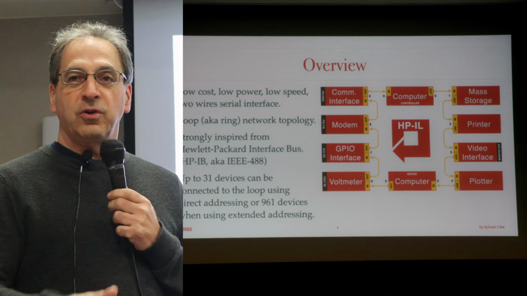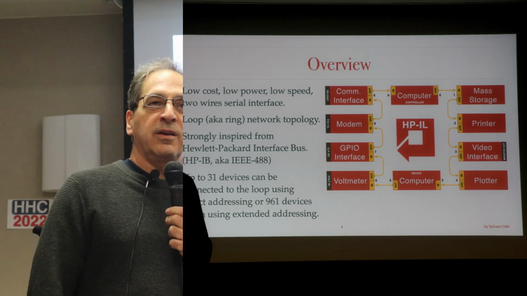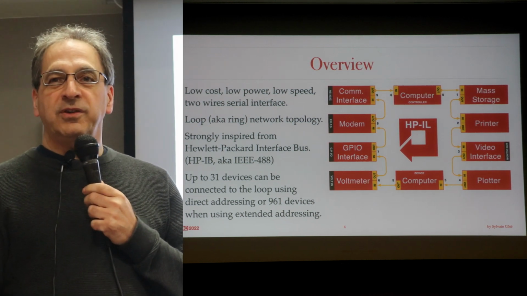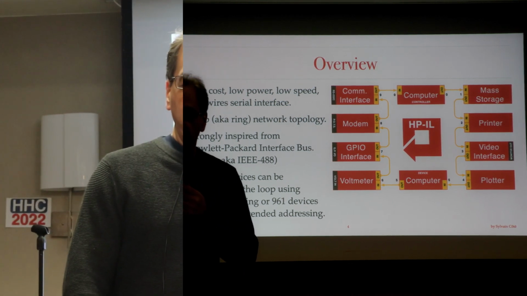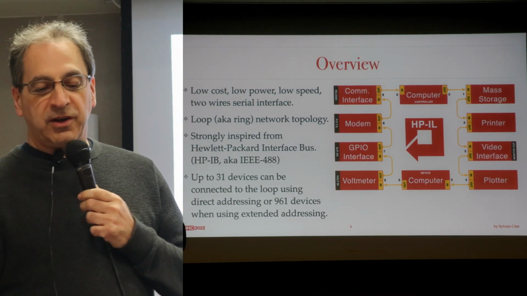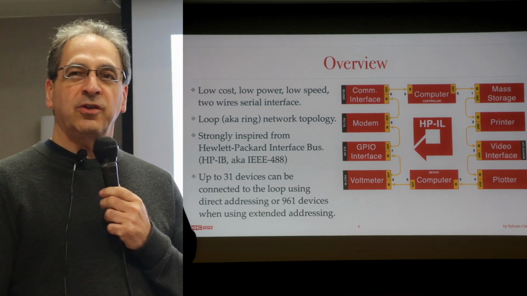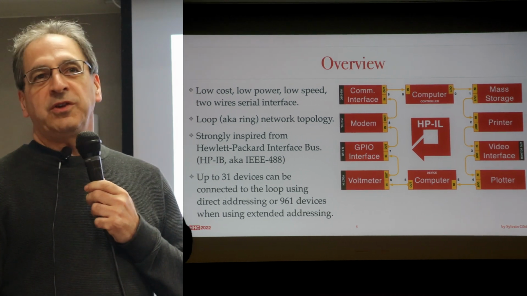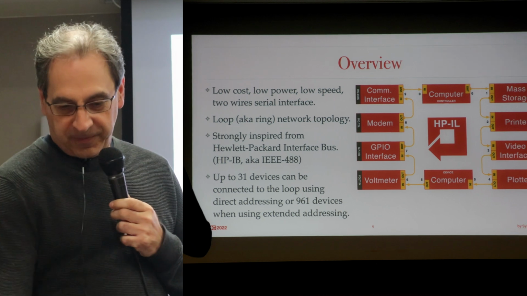It's in a ring, or a loop, and it was really a serial version of the HPIB interface. Most of it is the same. You can have up to 31 devices using direct addressing and 961 devices in secondary addressing or extended addressing. But mostly no device is using this, so it's 31 devices.